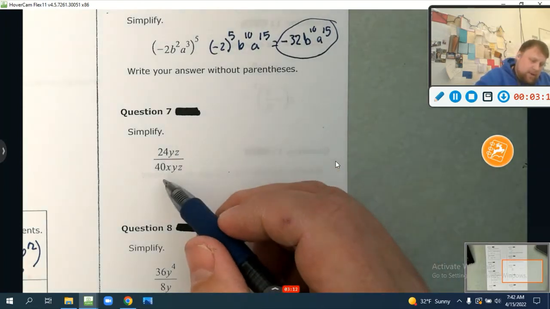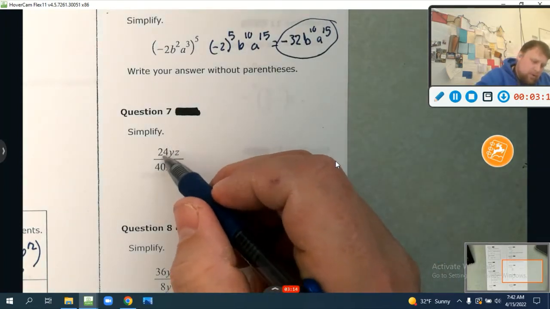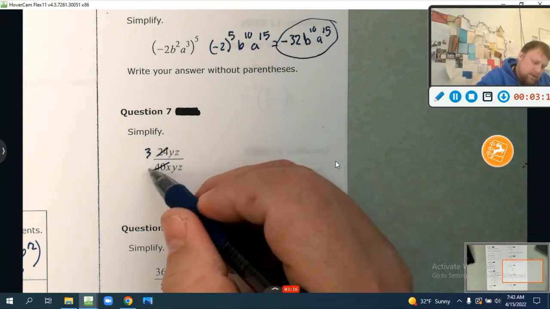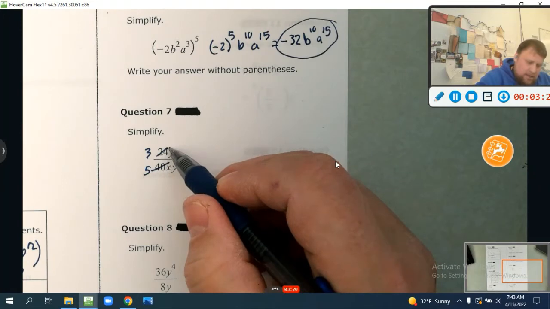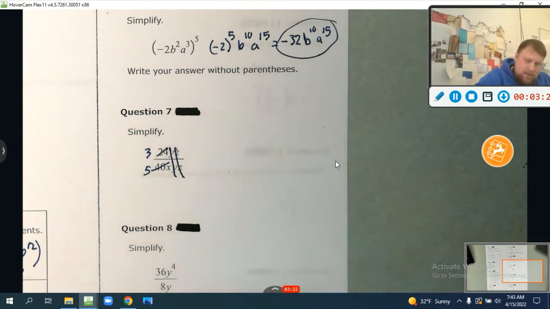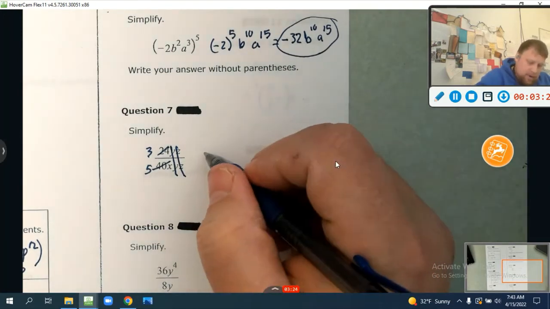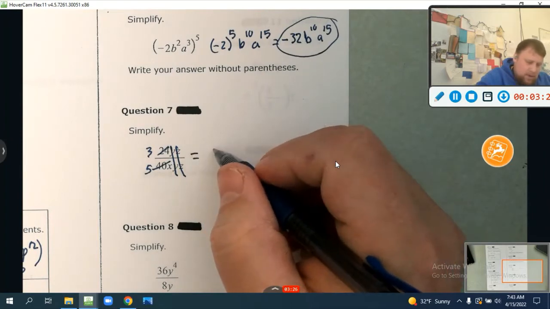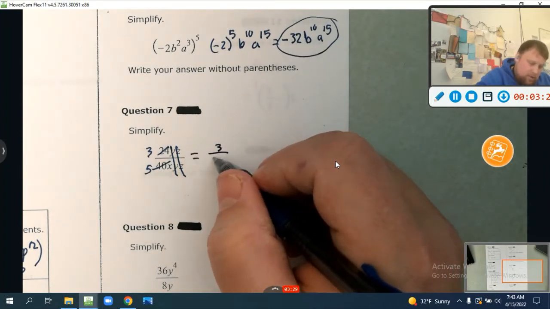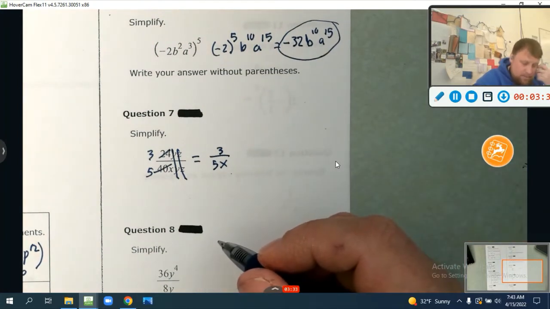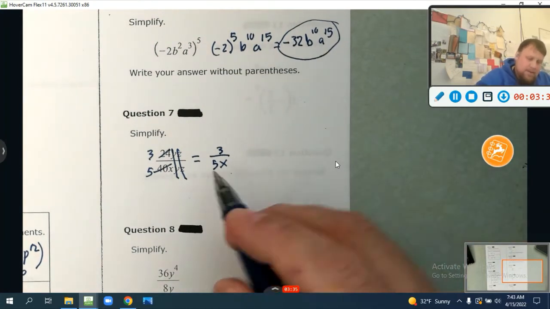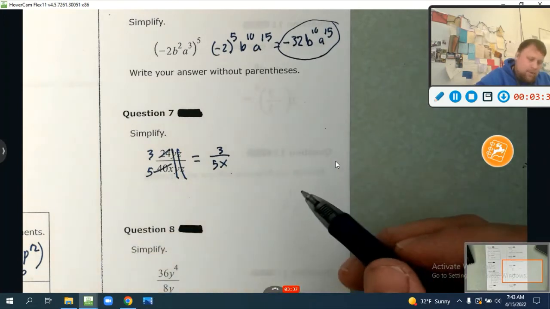Okay, simplify. So first, what goes into both 24 and 40? Well, 8 does. Goes in there 3 times, goes in there 5 times. Perfect. And then y divided by y, right? Those just cancel out. z divided by z, those cancel out. Okay, and I'm just left with, there's a lot of ways you could write this. This could be 3 over 5x. Well, it's really the way I'm going to write it. So 3 over 5x. Just don't forget we had that little x left over there. Perfect.